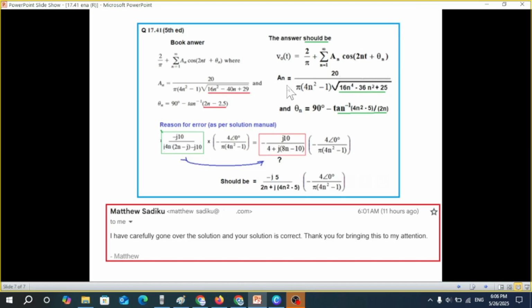I had pointed out the error that we noted to Dr. Sadiku, one of the two authors, and this is what I had sent in the mail. And nice of him that he acknowledged the mistake. He said, I have carefully gone over the solution and your solution is correct. Thank you for bringing this to my attention, Matthew.